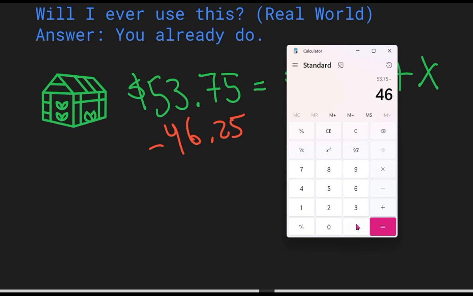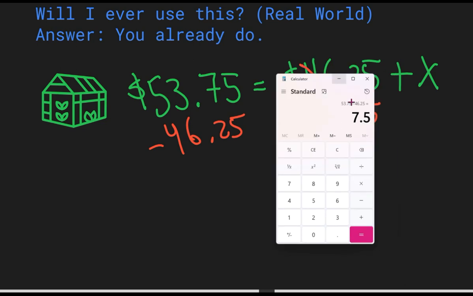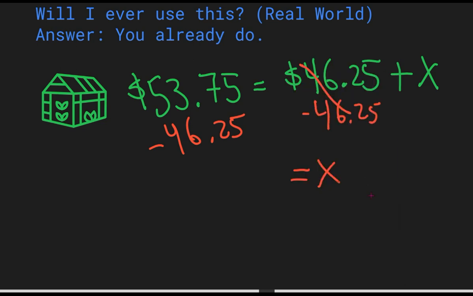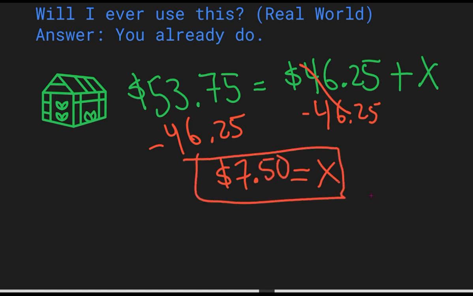Minus 46.25 equals $7.50. X equals $7.50. We need to run out to the car and see if we can scrounge up $7.50, like bridge toll money or whatever. Okay. X equals $7.50.